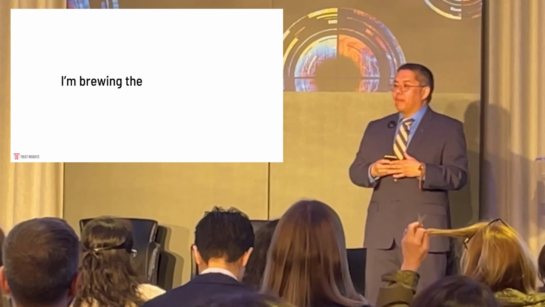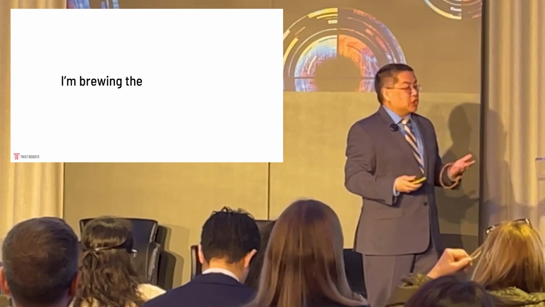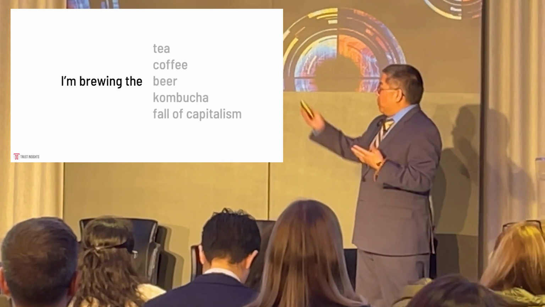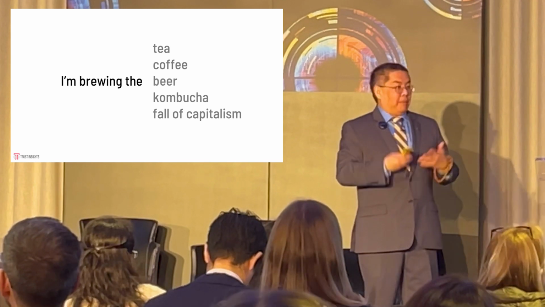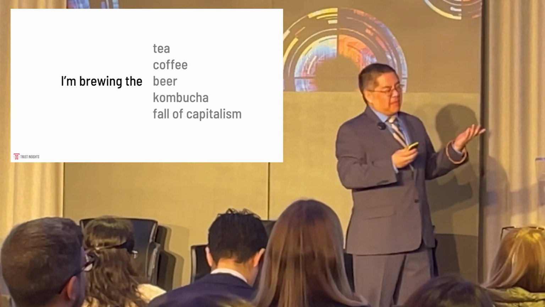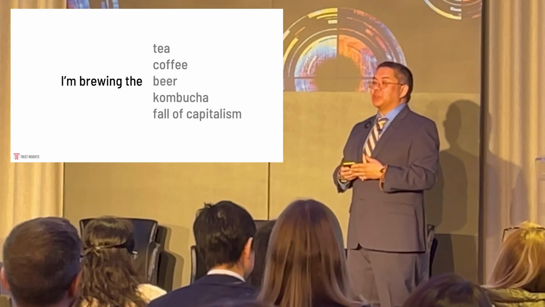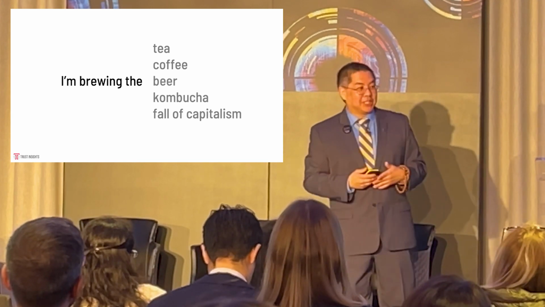When you put in a prompt, when you talk to these things, as you're interfacing with them, they're just running probabilities, right? What's the next logical word? Depends on where you are and the context, right? Probably "I'm brewing the tea." Maybe "I'm brewing the fall of capitalism." Not sure. But that's what these machines are doing. That's all they're doing, is assignment of probability.